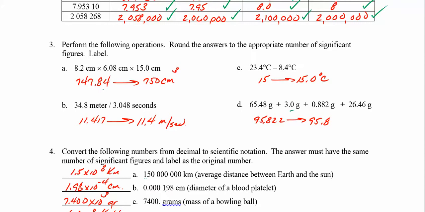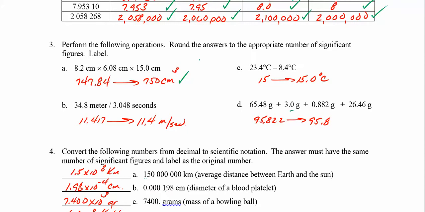But unfortunately, I can only take the least number of significant digits of each of the three. 8.2 has 2, 6.08 has 3, and 15.0 has 3. I can only have two significant digits. The 7 is big enough to kick up the 4, but I have to have a 0 to hold the place. 750 cubic centimeters for A. Let's look at letter B.